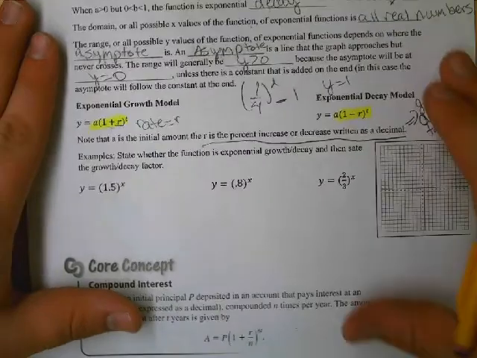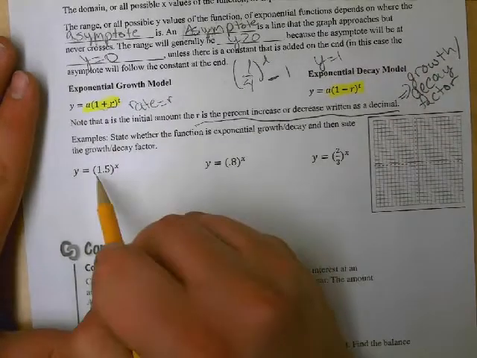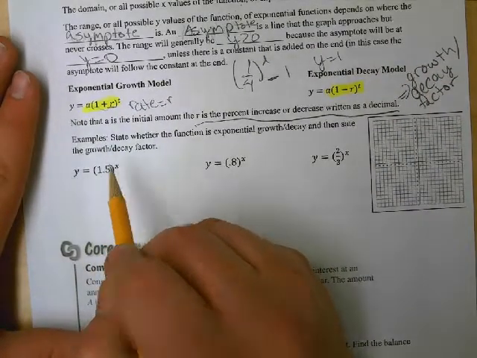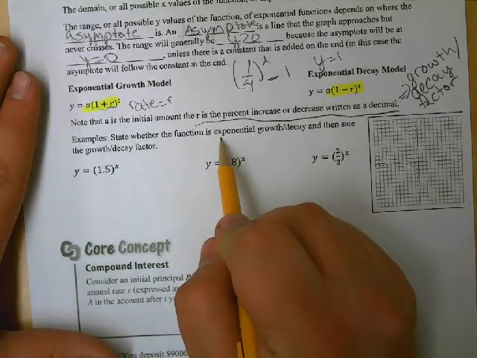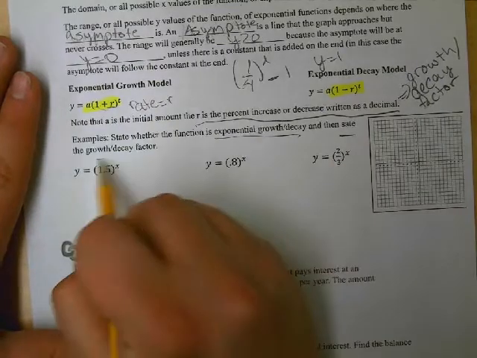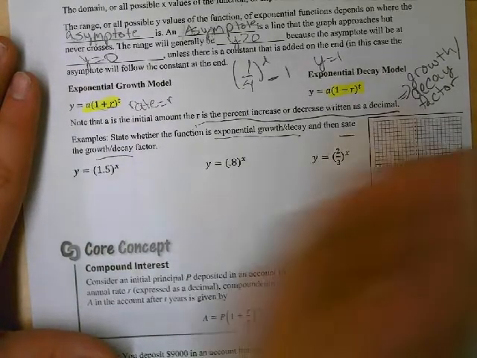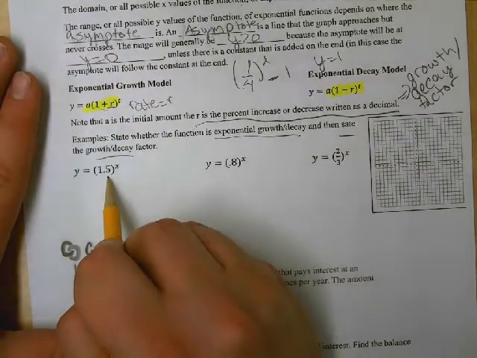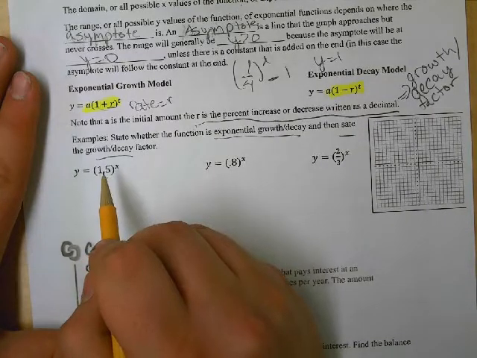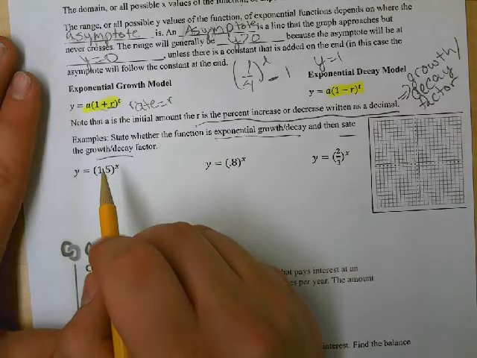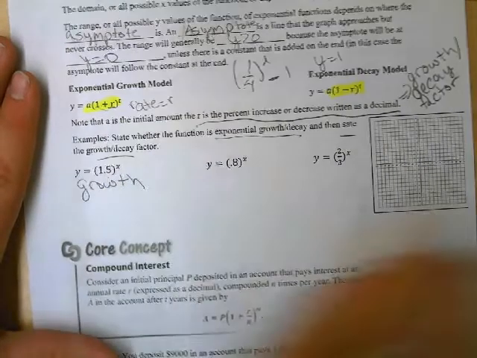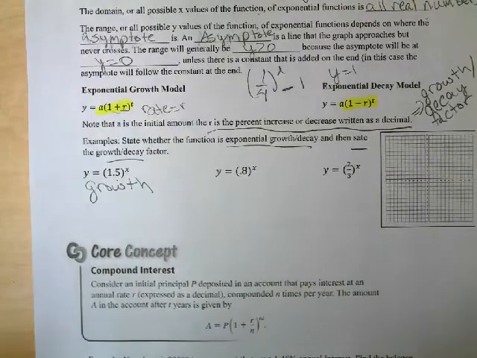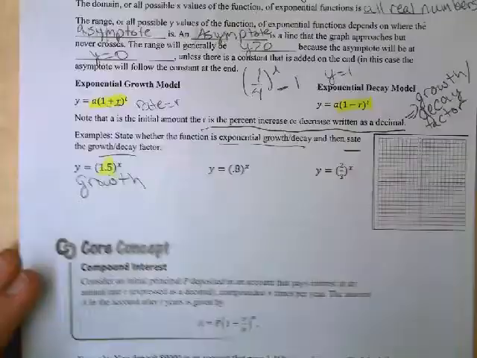So moving on to our examples, y equals 1.5^x. We're asked to state whether the function is exponential growth or decay, and then state the growth or decay factor. So is this exponential growth or decay? Growth. Why? Greater than what? 1, right. So this is growth, because 1.5 is greater than 1.